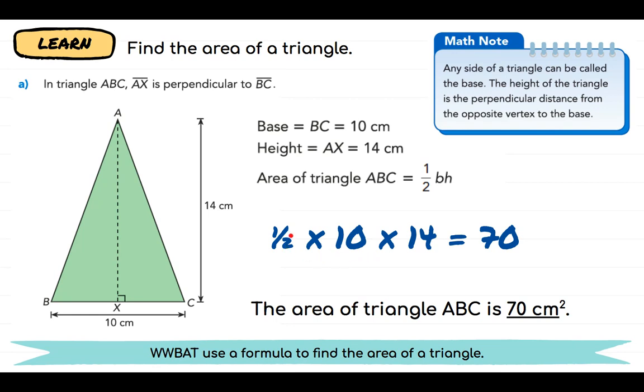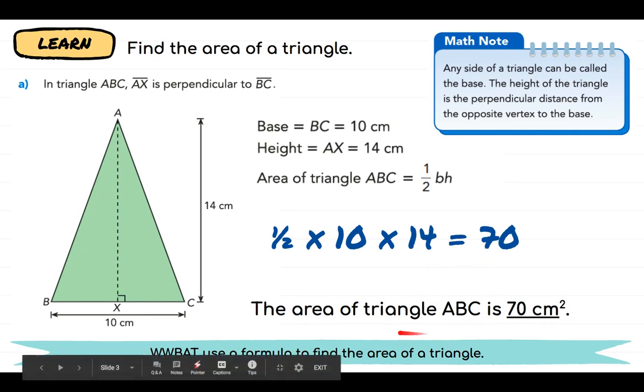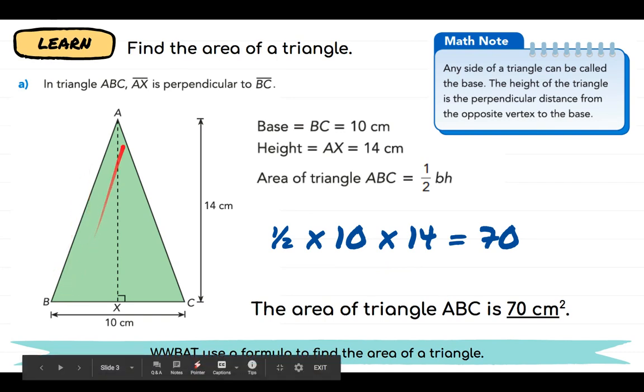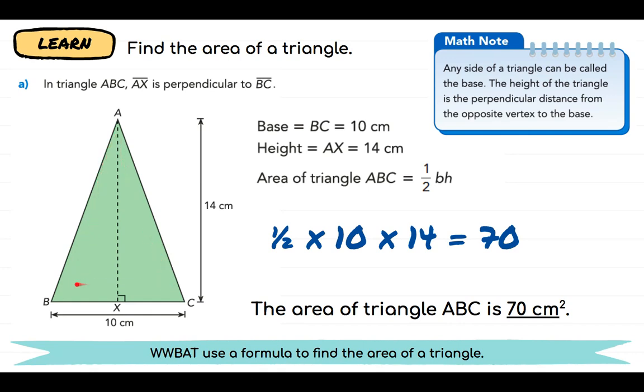When you multiply fractions, because 2 is being divided, you can cross 10 and 2 out. 10 divided by 2 is 5. 5 times 14 is 70. So the area of this triangle ABC is 70 square centimeters. We say square centimeters because, again, area is the number of squares that we use to cover a certain surface. So in this case, we need 70 square centimeters to cover the whole thing.